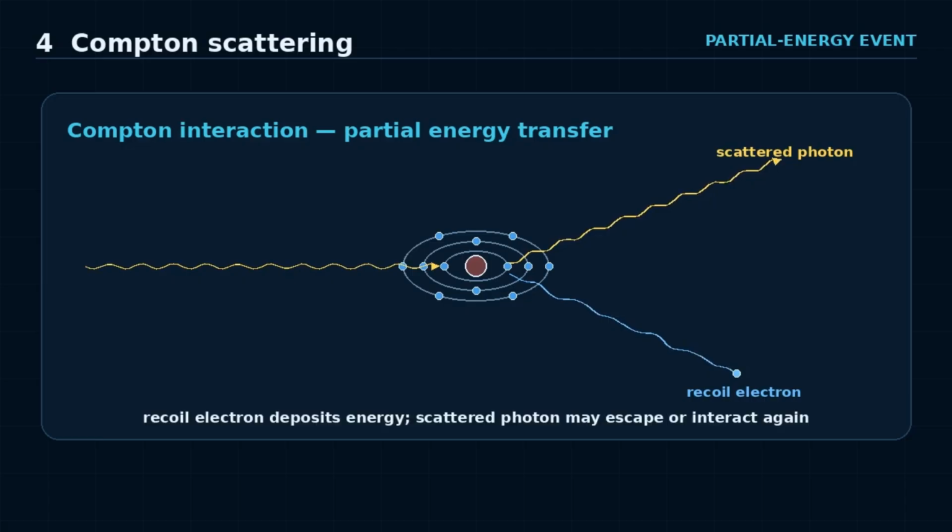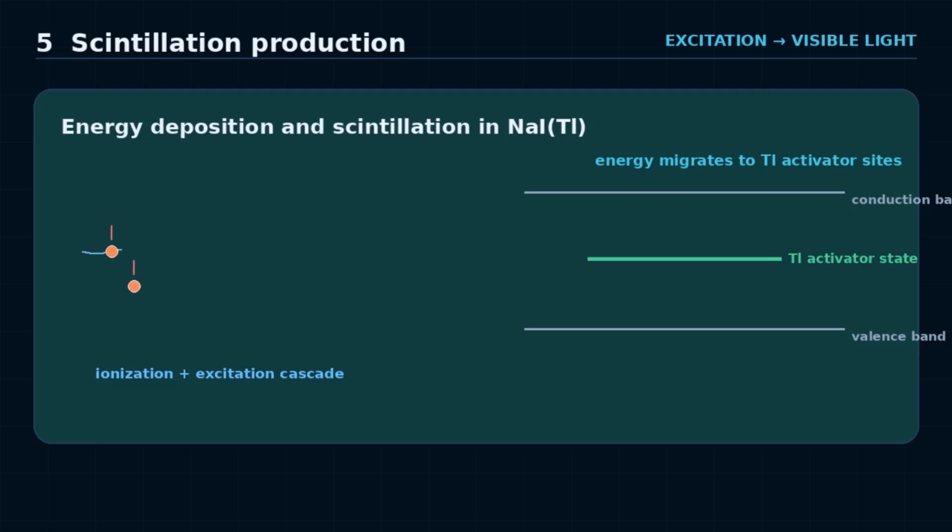The energetic electrons produce many ionizations and excitations along their path. This energy migrates through the crystal to the thallium activator sites. As the activator atoms return to ground state, they emit visible scintillation photons. The amount of light produced is proportional to the energy deposited in the crystal.